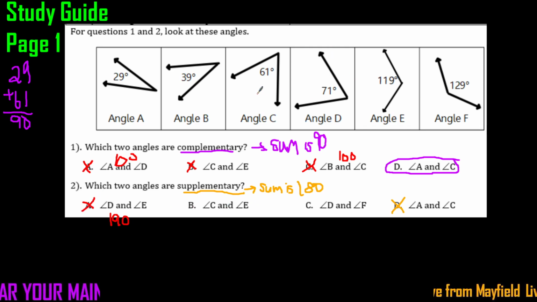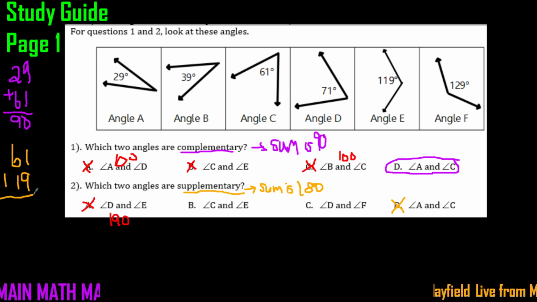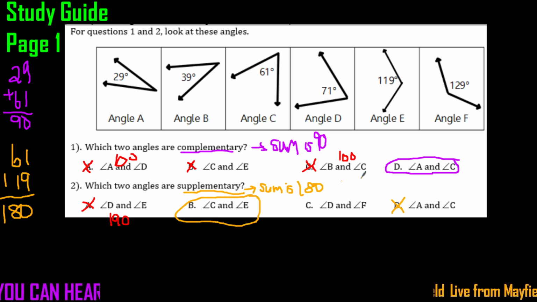It says angle C and angle E. So let's try 61 and 119. They add together to be 180. So for us, our choice is going to be the second one. So again, two angles added together to be 180 is supplementary angles.